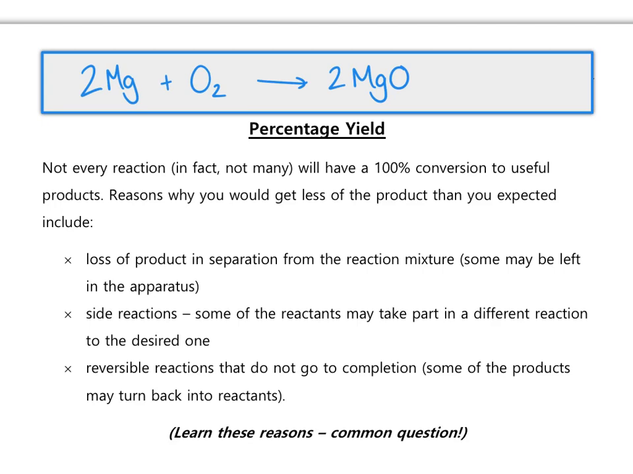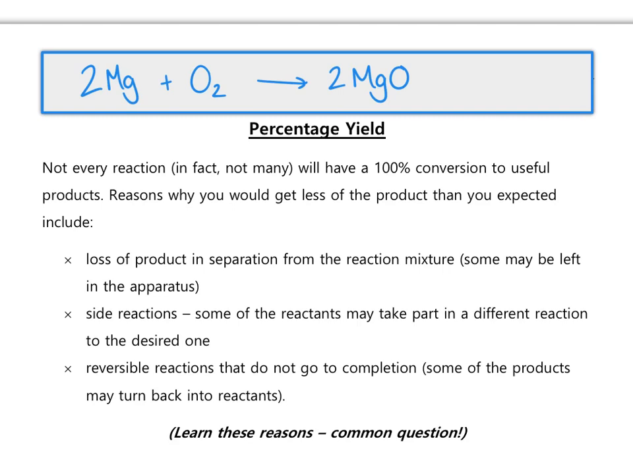And this is a really common question. It asks you, well, why do we not see a 100% yield? Why do we see that the yield is less than 100% for most reactions, that in fact not all of our reactants are converted into products? So for a 100% conversion, you have to have all of your reactants forming useful products.